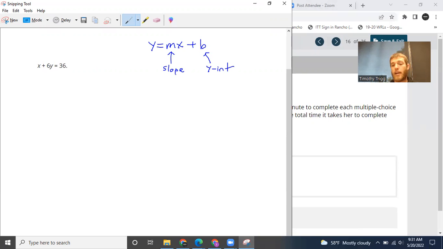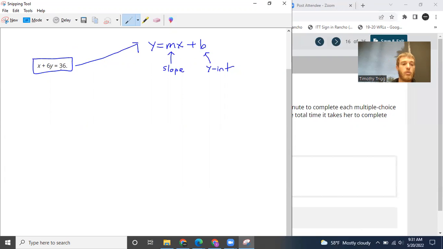Now, we already talked a little bit about what the slope does. It tells you the steepness and direction of the line, right? If it's positive, the larger the number, the steeper it is. The y-intercept tells you where this equation would cross the y-axis. But notice my equation here. It has y equals. In other words, it's solved for y. It has y by itself. So when I see an equation like this, notice it doesn't say y equals, right? Notice it says x plus 6y equals 36.